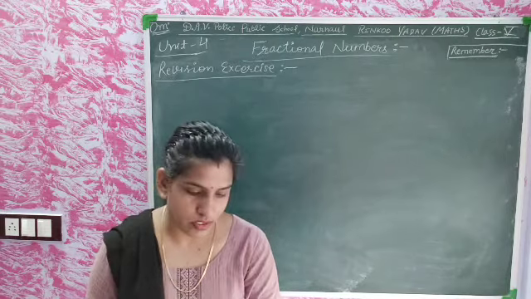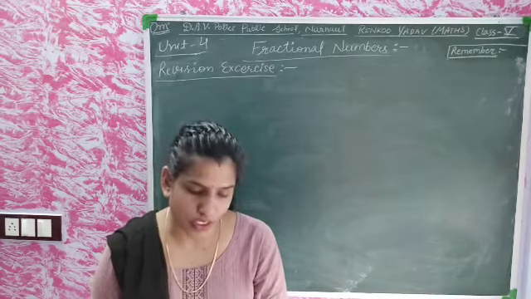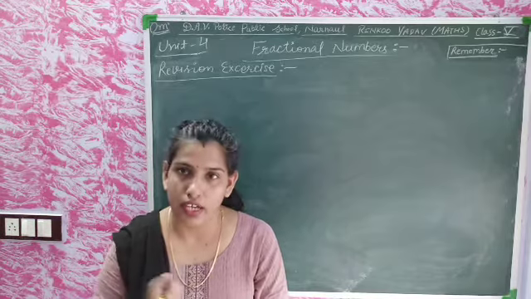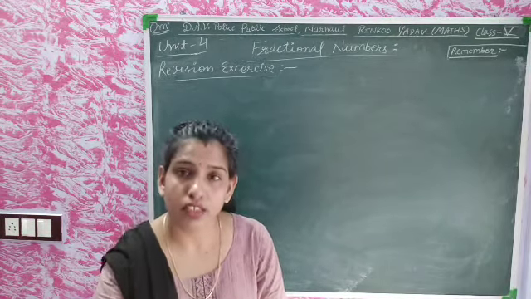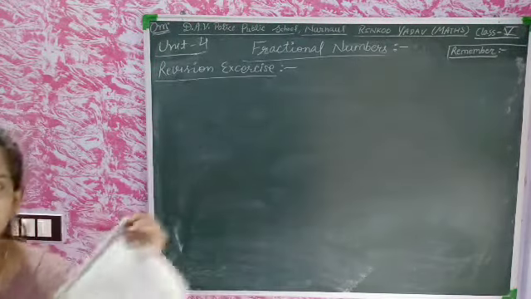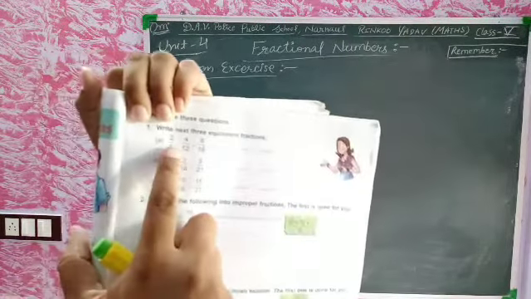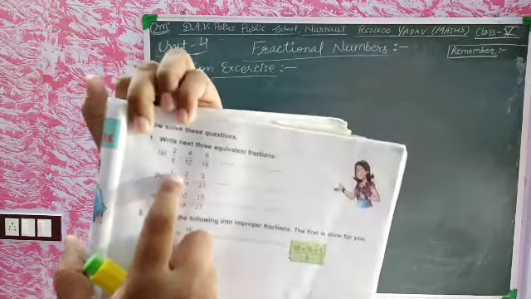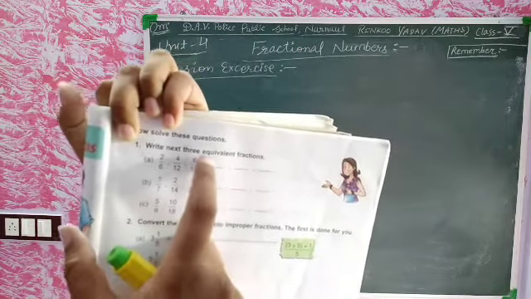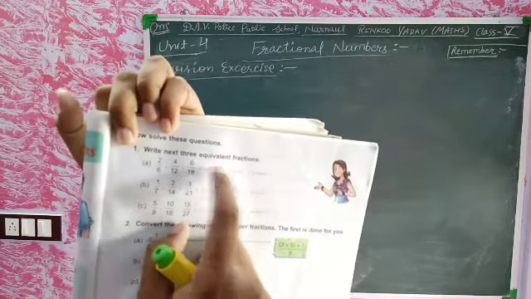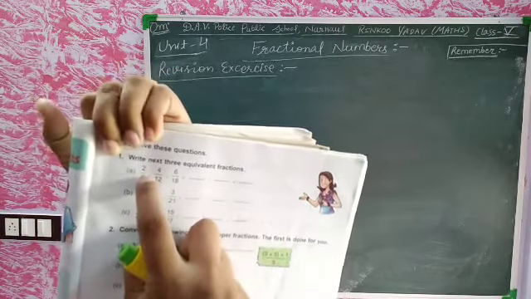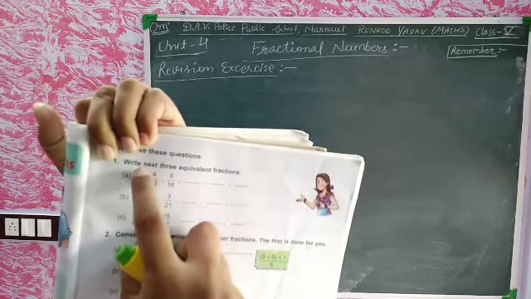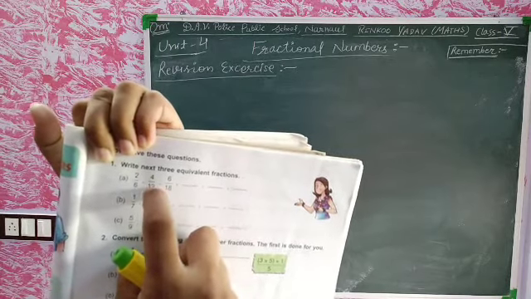Question number 1: write the next 3 equivalent fractions. There is a fraction here. Let's see. There is 2 by 6, 4 by 12, 6 by 18, and you have to write here the next 3 equivalent fractions. 2 by 6 is multiplied by 2, and we get 4 by 12.